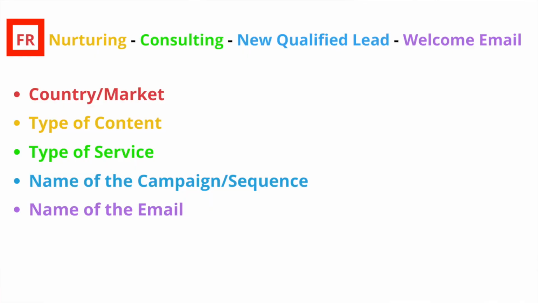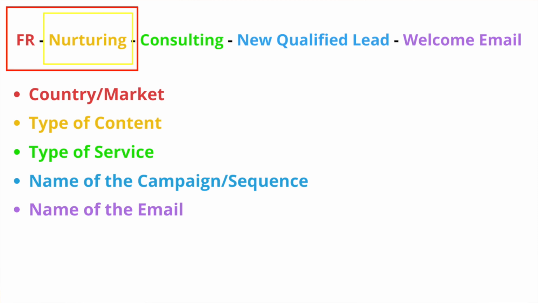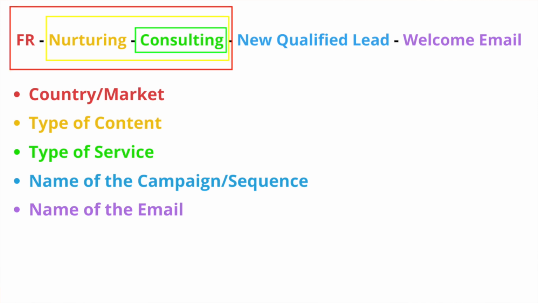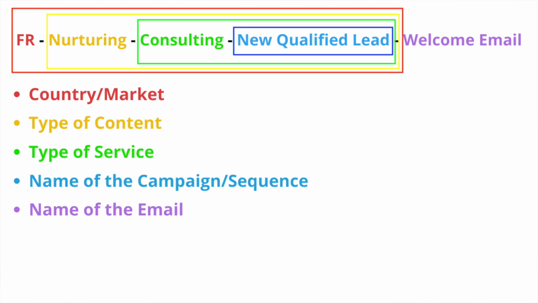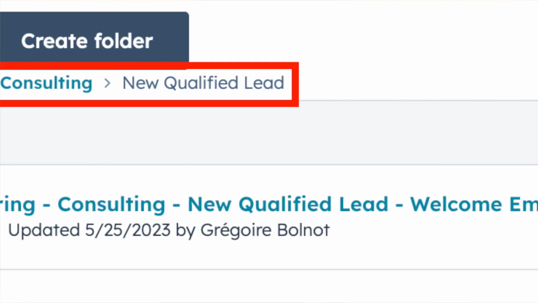So if we take back this nomenclature example of this specific nurturing email I just told you, we can organize our email folders such as first part, country, so let's say FR. In the FR folder, we can put all the different types of content. So we have a folder. In the folder FR, we have a nurturing folder, then a consulting folder, then a new qualified lead folder, which is the name of the campaign. And in this folder, you will find all the mails of the sequence.